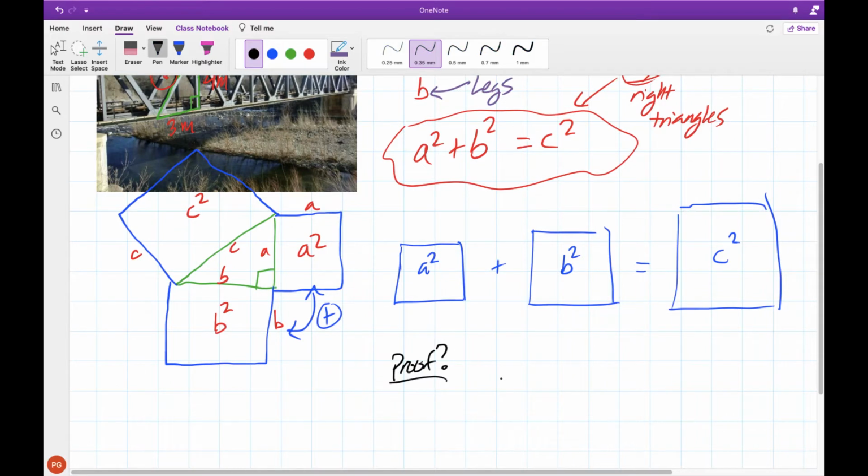Now you might be thinking to yourself, wait a minute, how do we know that this is true? You kind of pulled this out of nowhere. Well, there's actually a lot of different ways we can prove this theorem. Proofs go all the way back thousands and thousands of years to Pythagoras. I think it was around 2,000 or 3,000 years ago. And since then, there have been hundreds of different ways to prove this theorem.